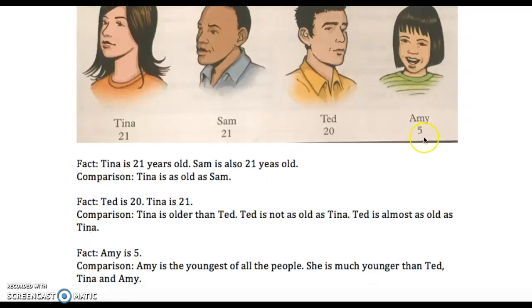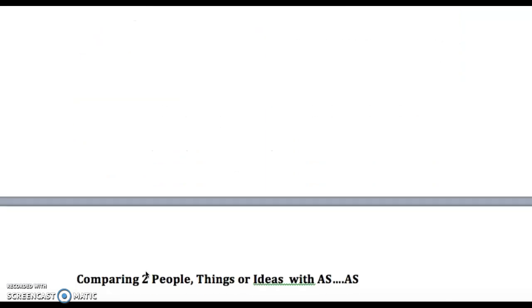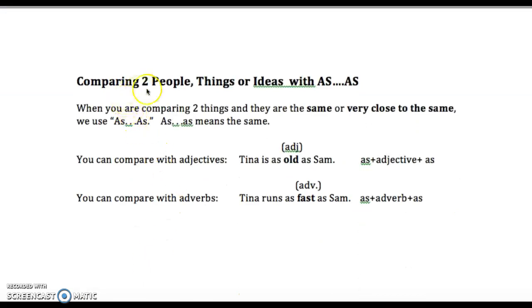And then finally, we have Amy. Amy is 5. If we want to compare Amy to the rest of the group, we would say Amy is the youngest of all the people. She is much younger than Ted, Tina, and Amy. So you can see many different types of comparisons in those examples, but we are going to start with comparing two people, two things, or two ideas with as.